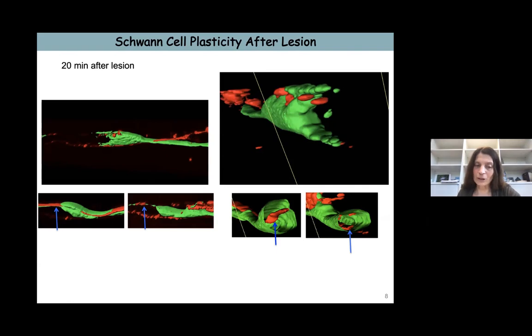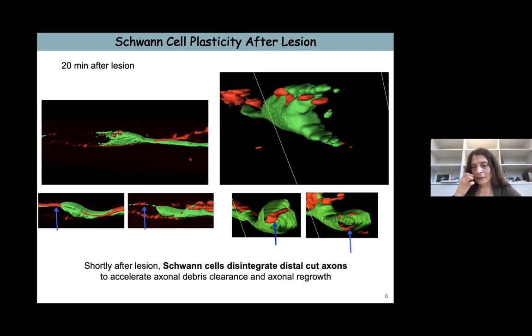So this is actually what we have shown in this article that was published last year in Cell Reports. We show that shortly after lesion, the Schwann cells accelerate the disintegration of the distal part of the axon that is cut off from the cell body. And this accelerates axonal debris clearance and also accelerates axonal regrowth.